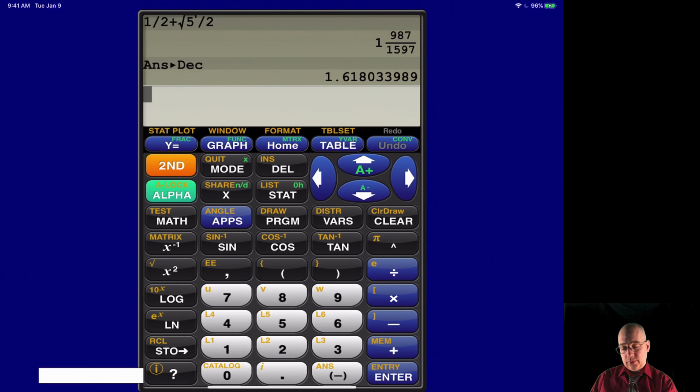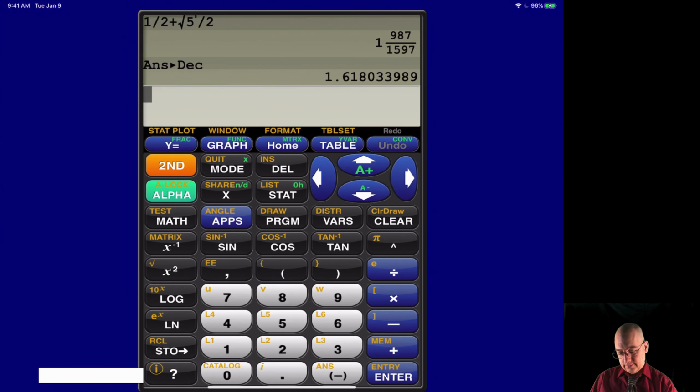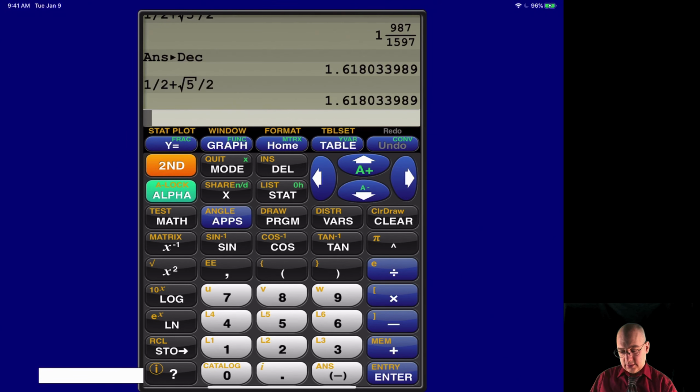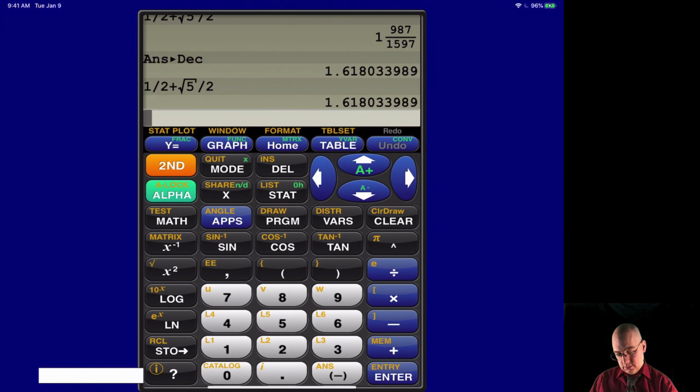There we go. 1.618033989. Beautiful. By the way, the mode on this thing, I guess normal. Oh, answers decimal. You can decide decimal or fraction and significant figures. And if I go back to second entry, enter, now it just gives me the decimal. Okay, great. So approximately 1.618. Yep.